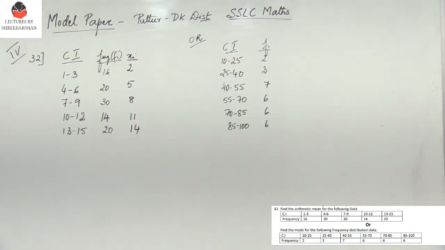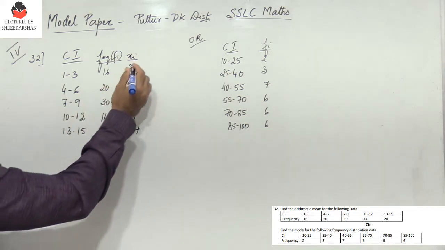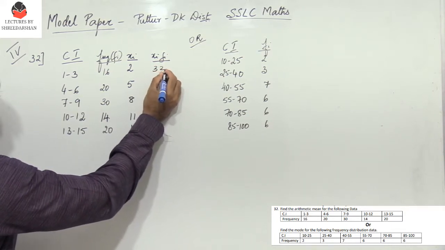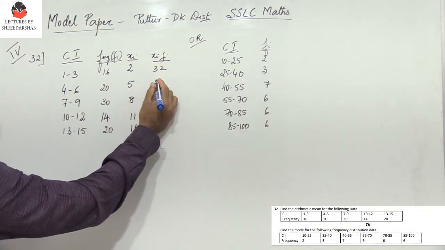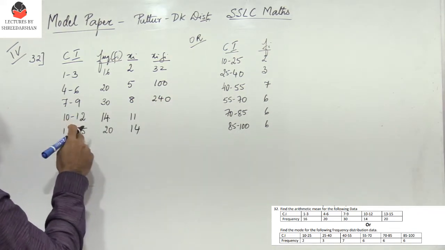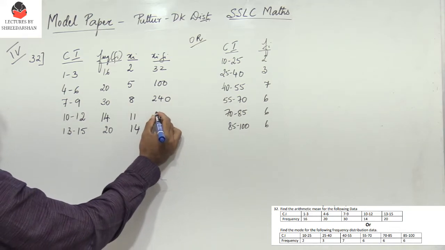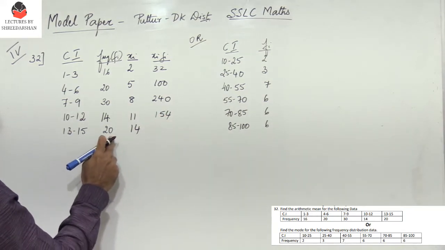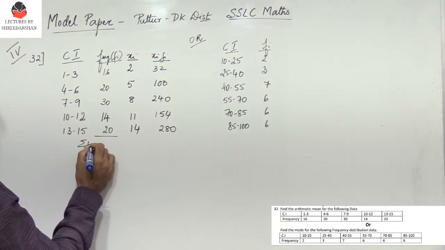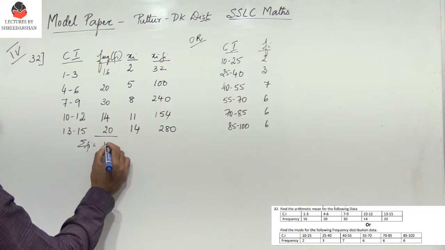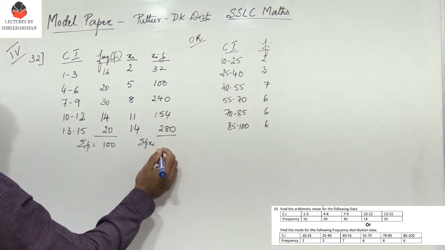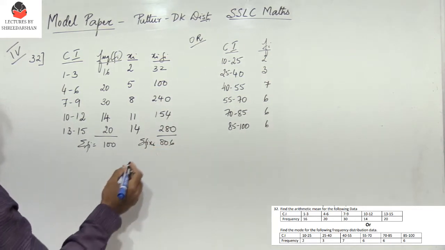So we get the value of xi and then multiply xi into fi. So 16 into 2 is 32. And next we have 20 into 5 is 100, 30 into 8 is 240, and then 14 into 11 is 154, and 20 into 14 is 280. Find summation fi. So when you add up, you get 100. Summation fi xi, you add up carefully, you get 806.